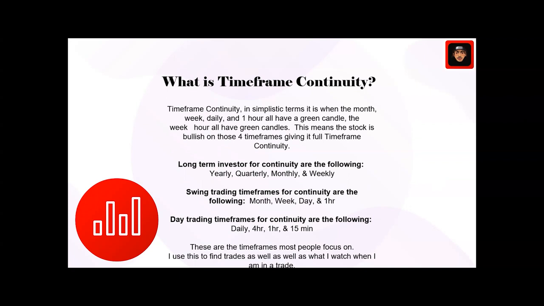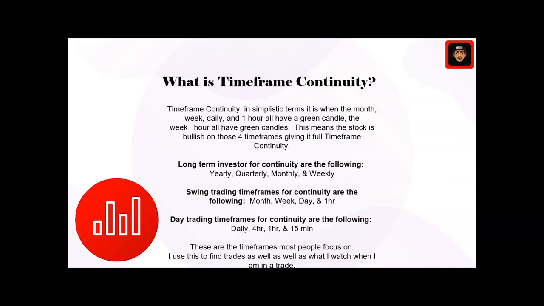So the month to the hour all have green candles. This means the stock is bullish on those four time frames, giving it full time frame continuity. A lot of times, if you're a long-term investor, you will look for continuity, and it's always four time frames, all right? You will look for continuity on the yearly, the quarterly, the monthly, the weekly, all right?